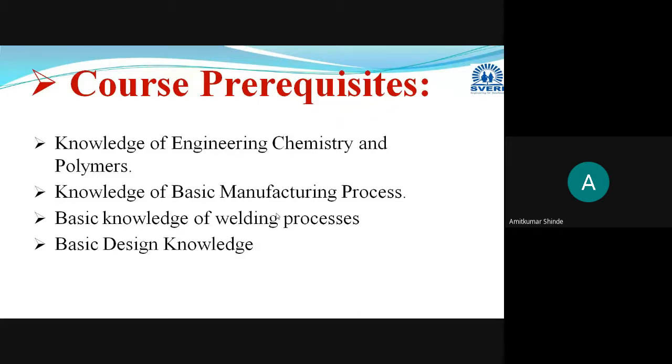Then the second prerequisite is you should have basic knowledge related to the manufacturing process. And this subject you have studied in the second year of your engineering, a separate subject is there. I think you have studied this part, different manufacturing processes. And the third point also, different welding processes. Okay, these manufacturing processes and the different welding processes, already you have studied in the second year.